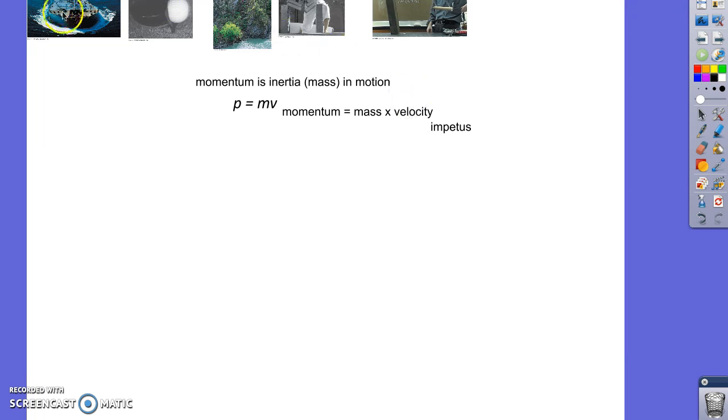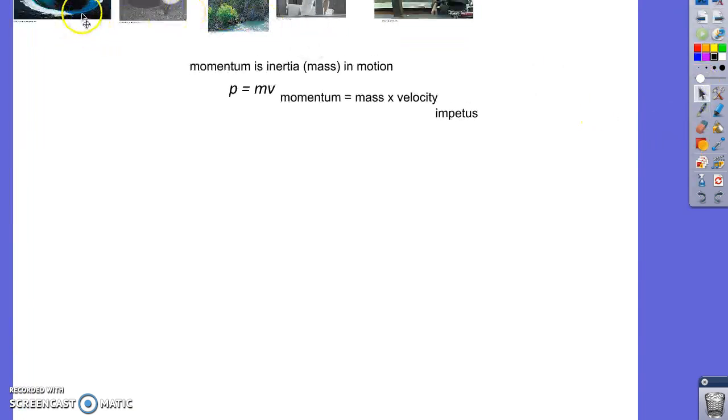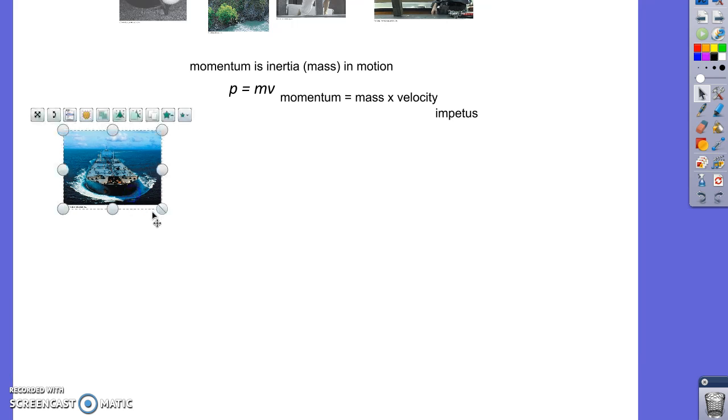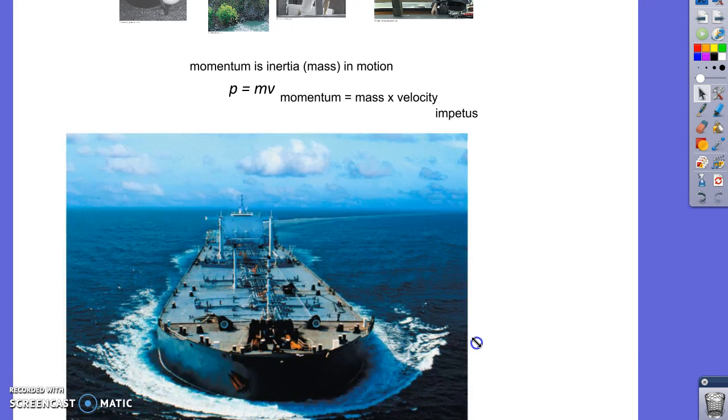As we said, roughly already, let's go over it again. If you want to know the amount of momentum something has, it can depend on two things. One, it can depend on the mass. This is an oil tanker. Oil tankers are extremely large. I don't know how many football fields long, but very, very large ships full of oil. It's going to have an extremely large mass.